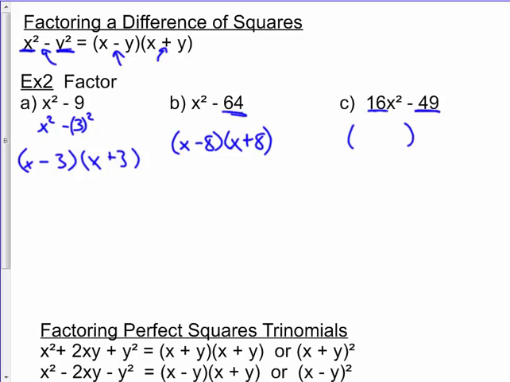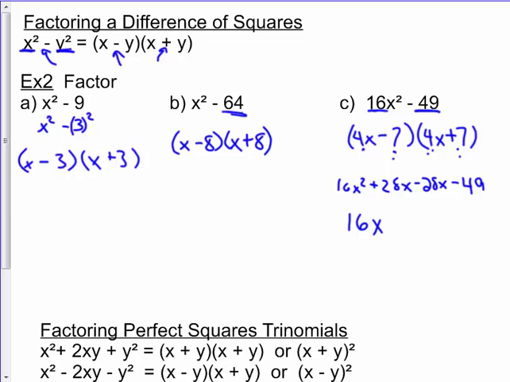In C, I have 16 and 49. Well, 16 is 4x and 4x. 49 is 7 and 7. So I have 4x minus 7 and 4x plus 7. If I was to check this, I'd get 16x squared minus 28x and plus 28x on the inside, the two middle terms. Then my last one would be minus 49. Notice the middle terms drop out, and I have 16x squared minus 49. So that's going to be my final answer.